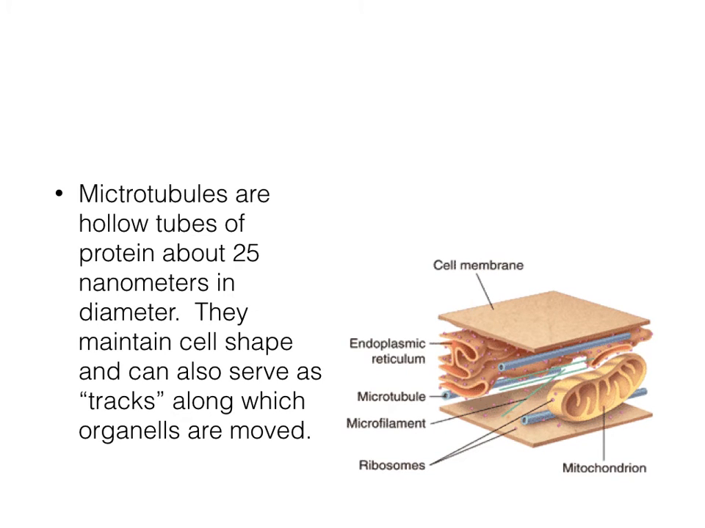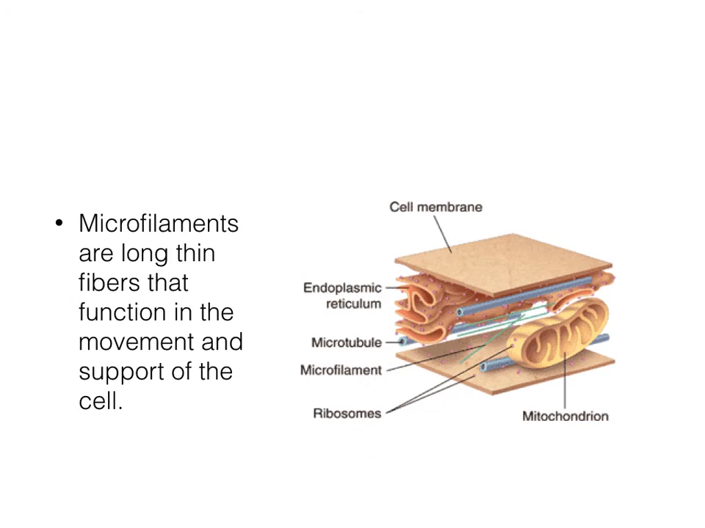Right? The microtubules are hollow tubes of protein, about 25 nanometers in diameter, and they maintain the cell's shape, and they serve as tracks along which organelles can be moved. And we could see them labeled there, the tubes in the diagram. Now looking at microfilaments, they are long, thin fibers that function in the movement and support of the cell. And those are going to be the two cytoskeletal elements that we are going to be concerned with for this chapter.